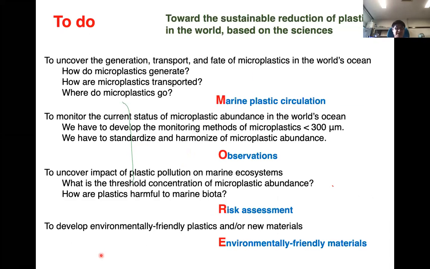Okay, this is the final PowerPoint. So we have a to-do list towards the sustainable reduction of plastic in the world. So first, we have to uncover the generation and transport and fate of the microplastic in the world oceans. We don't know how microplastic is generated. We use the emission model, but we have to investigate how the microplastic is generated from the macroplastic, for example, the time scale or locations. So this is very important.